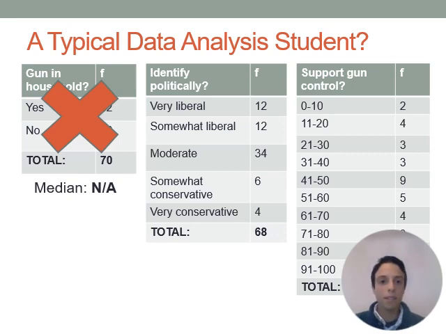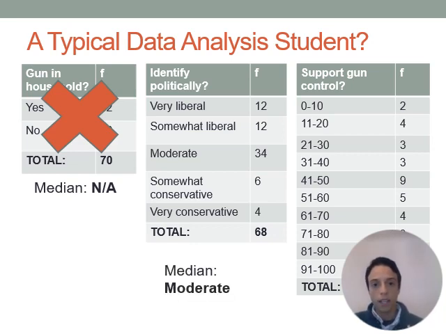So our political identification variable can be ordered from least to most. Whether you're going from least amount of conservatism to most amount of conservatism, or least amount of liberalism to most amount of liberalism, you can order these responses from very liberal to very conservative in a meaningful order. So we can put them in order and find the middle. If we do that, we come up with a median value of moderate.